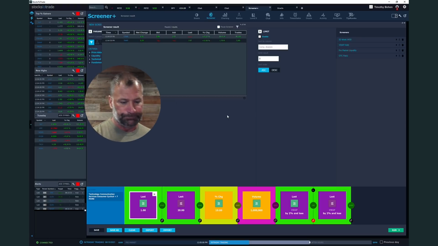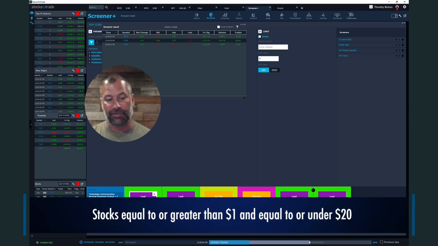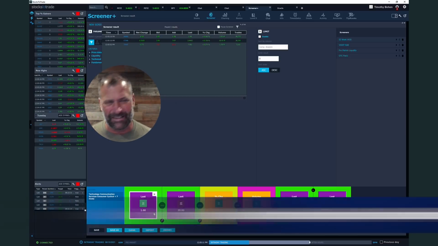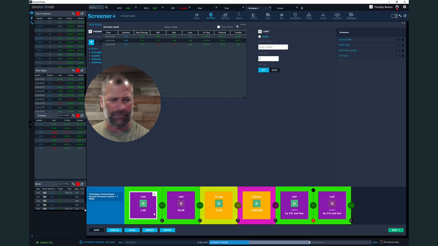So I look for stocks that are greater than or equal to $1. I'm not a real penny stock guy. I'm not against true penny stocks, I've just never really found they work for me. So you could take that down to a penny. I mean, we saw a thousandth of a penny stock that was a huge mover today. You could ratchet that down to what level you want to use, but I don't like to look for stuff less than $1. Then I look for stocks less than or equal to $20.